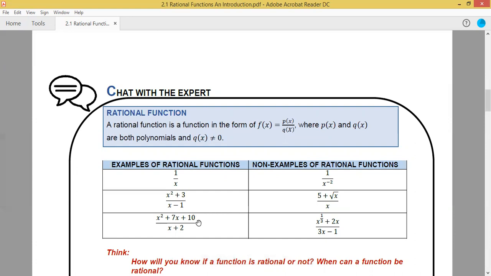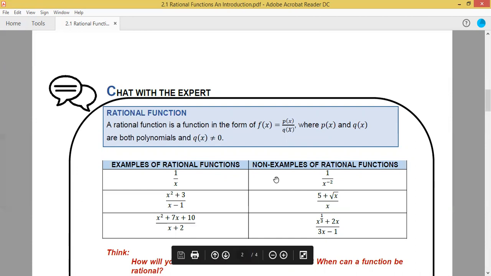Next, x squared plus 7x plus 10. It is a polynomial. It is a quadratic polynomial. And x plus 2 is a linear polynomial. Thus, this is a rational function.